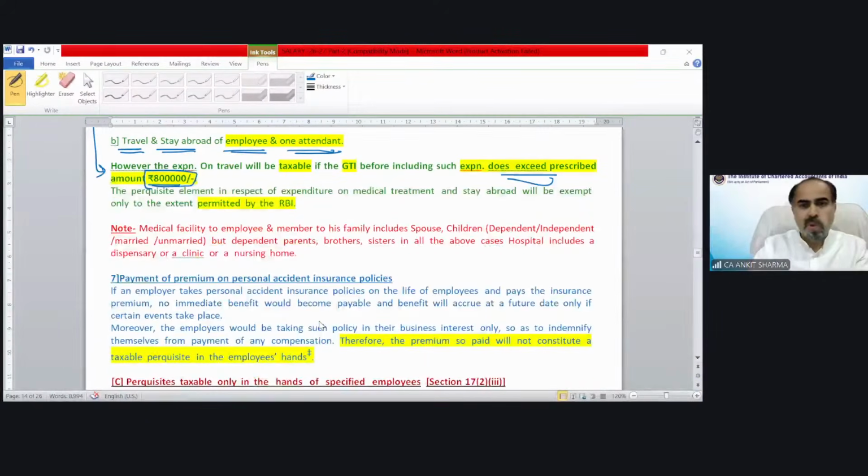Now, what is the definition of medical facility? You can see the perquisite element in respect of expenditure on medical treatment and stay abroad will be exempt only to the extent permitted by the RBI. Medical facility, etc., to employee or his family member. So who is included in the family member? You can go through the definition.